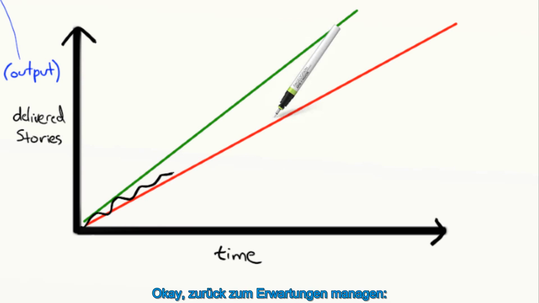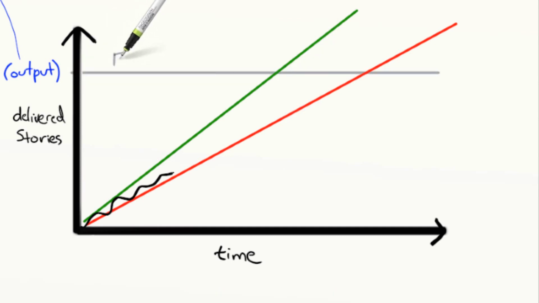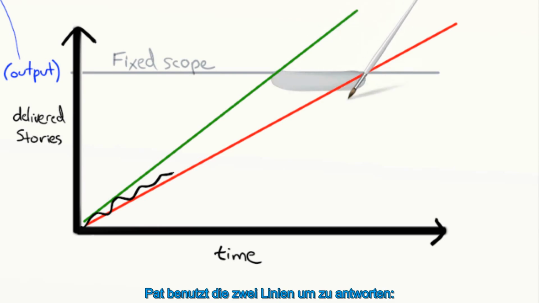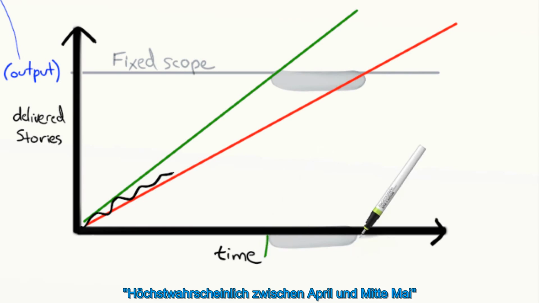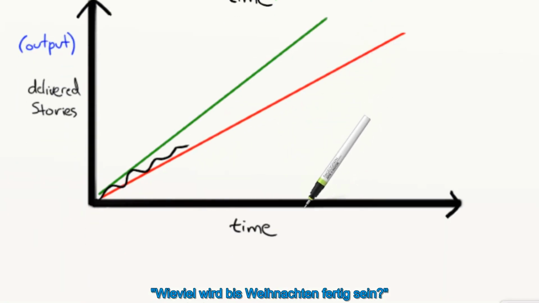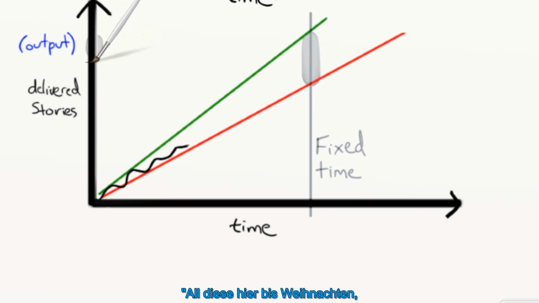Okay, so back to expectations management. Suppose the stakeholders ask Pat, when will all of this stuff be done? When will we be here? That's a fixed scope, variable time question. So Pat uses the two trend lines to answer. Most likely sometime between April and mid-May. Suppose the stakeholders ask Pat, how much will be done by Christmas? That's a fixed time, variable scope question. The trend lines tell us, we'll most likely finish all of these by Christmas, some of those, and none of those.